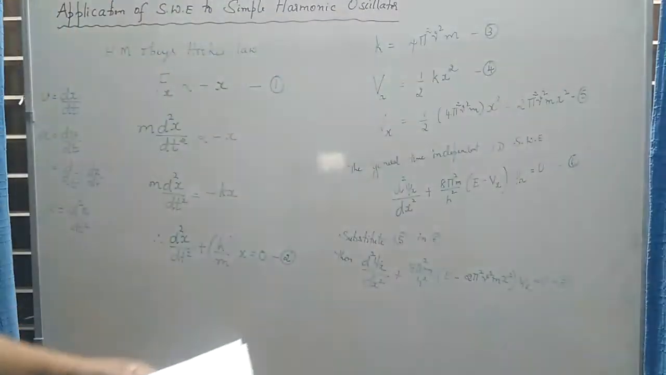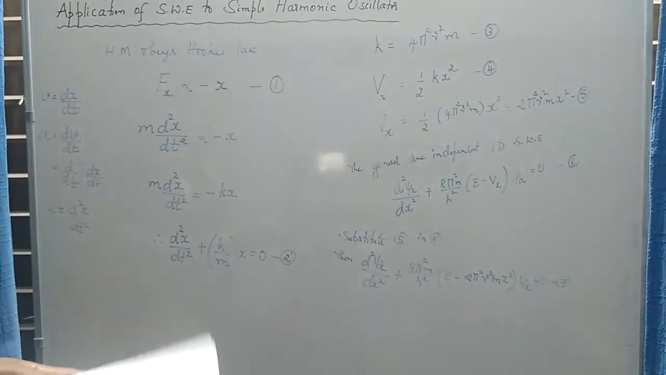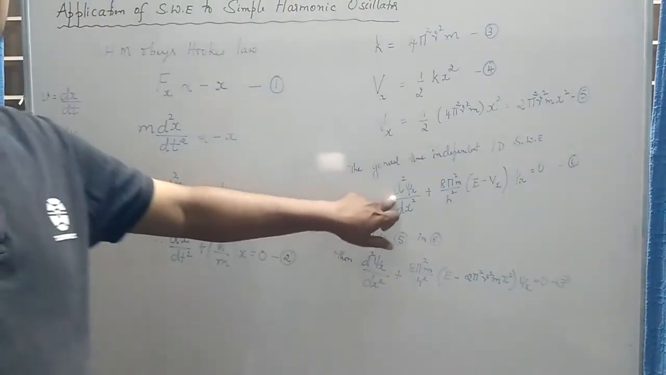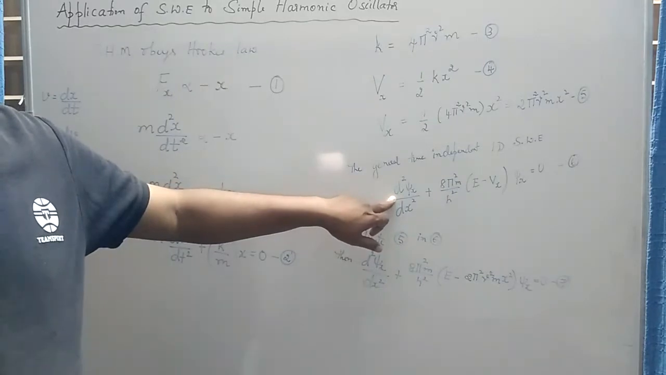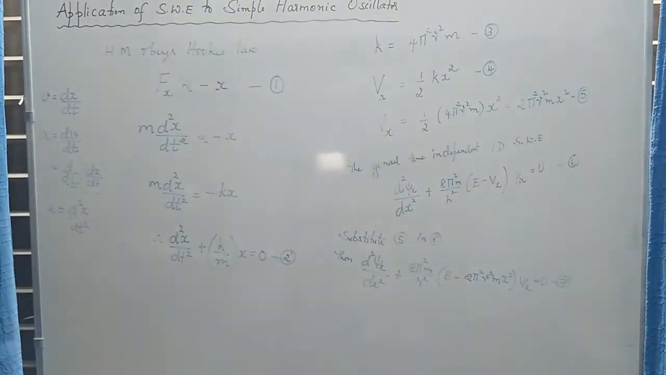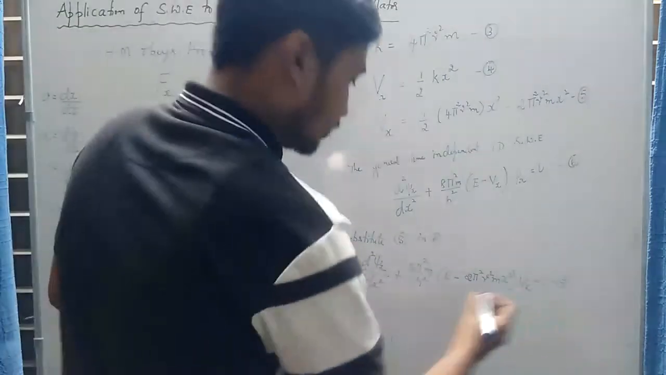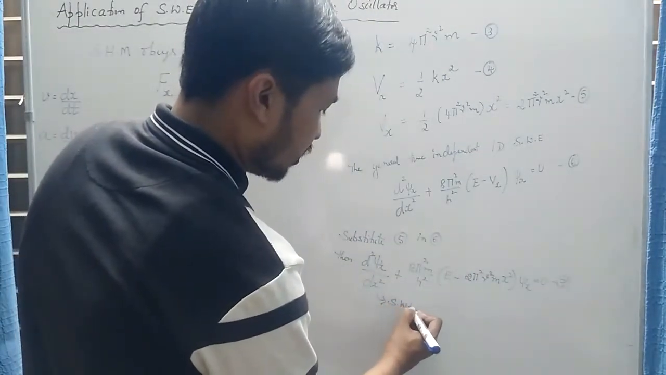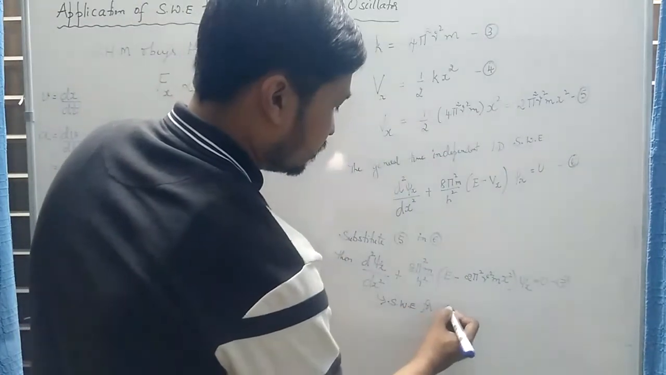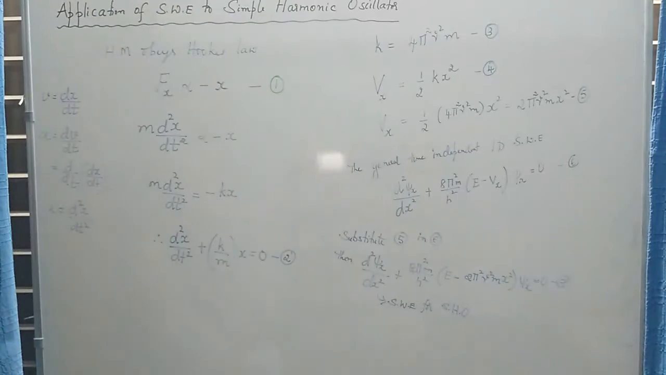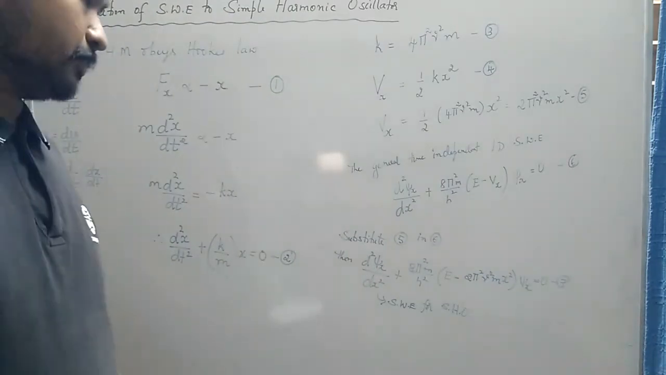So what is equation number 7? Equation number 7 is the Schrodinger wave equation for a simple harmonic oscillator. This is the general one-dimensional Schrodinger wave equation, and this is the Schrodinger wave equation for a simple harmonic oscillator. So equation 7 is the Schrodinger wave equation for the simple harmonic oscillator model.